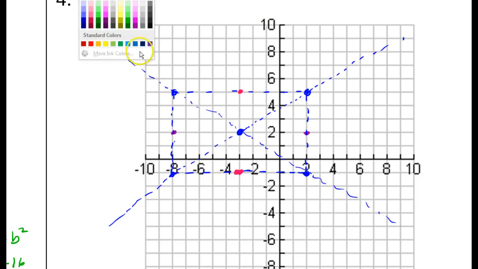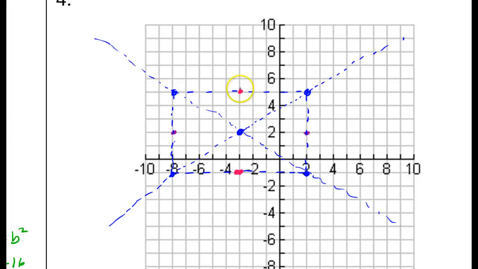I could go ahead and sketch the hyperbola right now, because remember, these are the vertices, so my branches must be here. I need to draw my branch approaching the asymptote, on both sides, approaching the asymptote. So there is my hyperbola.